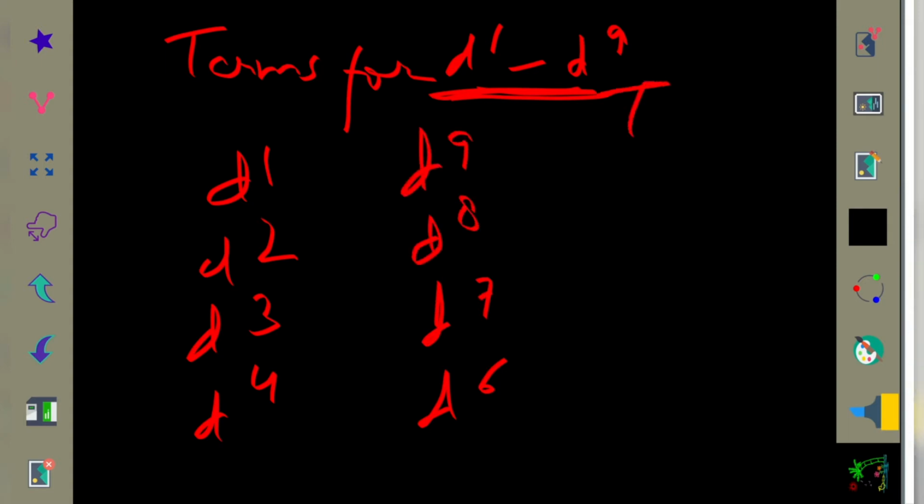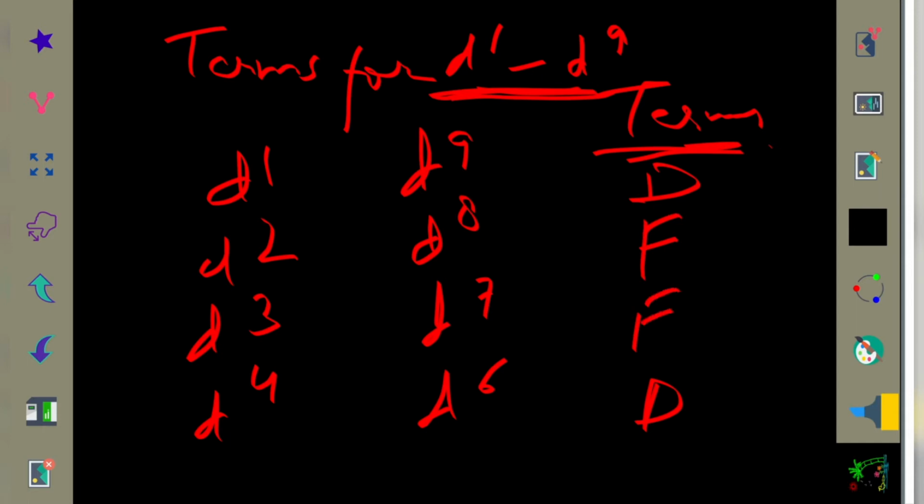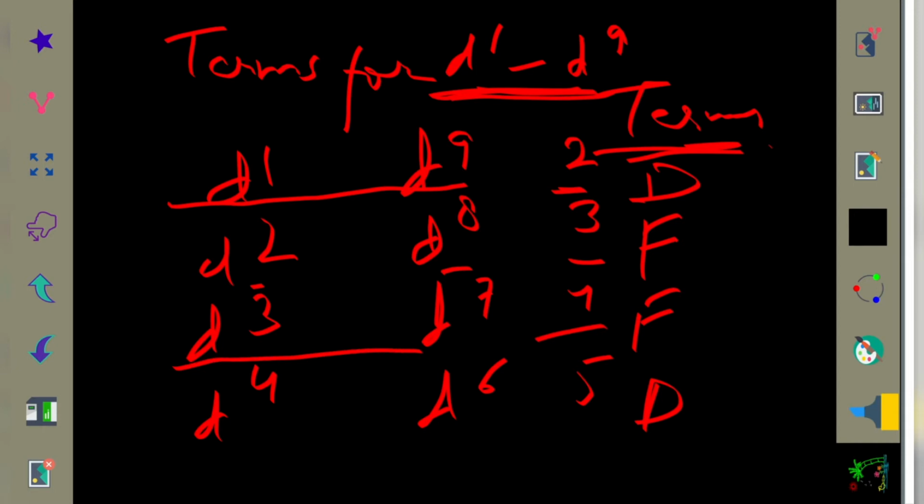Okay, so we want to know the term with the multiplicity. For d1 and d9, write D above, D below and in between F, and start writing 2, 3, 4 and 5. That means for d1, d9 it is 2D, for d2, d8 it is 3F, for d3, d7 it is 4F and for d4, d6 it is 5D. So you can calculate it using the elaborated method also, and if you want to find it in seconds, then you can use this trick.